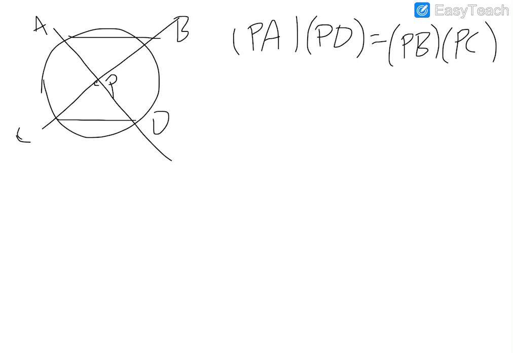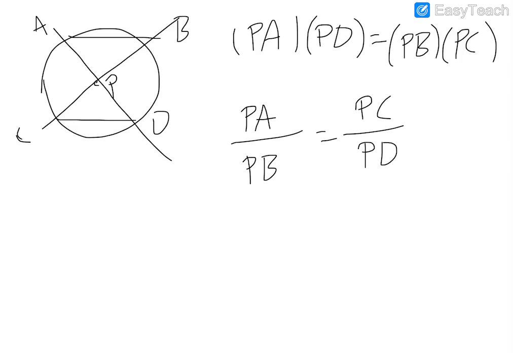And we can once again rearrange this. So it's PA over PB is equal to PC over PD. So once again, this is another similar triangle problem, so you have to prove that these two triangles are similar. First, we have one angle already. These are vertical angles, which means that they have to be equal.